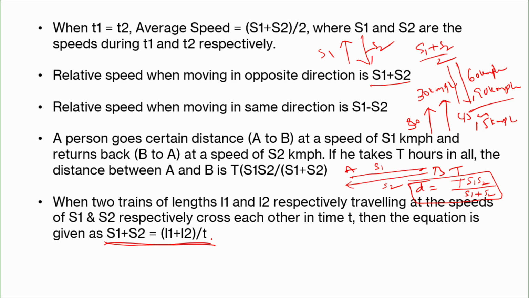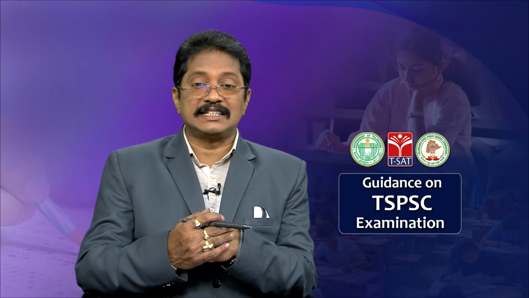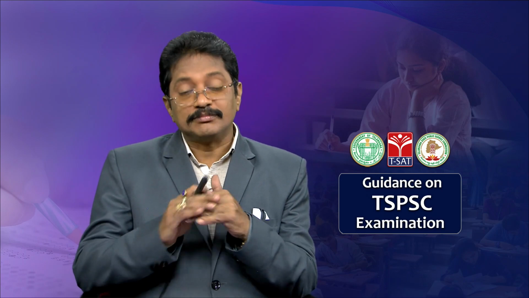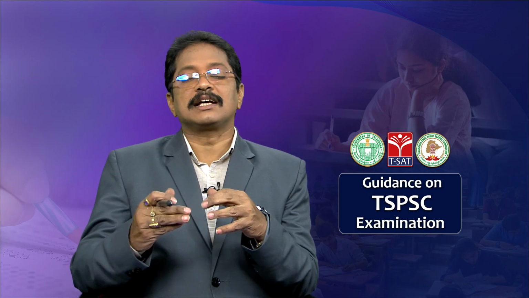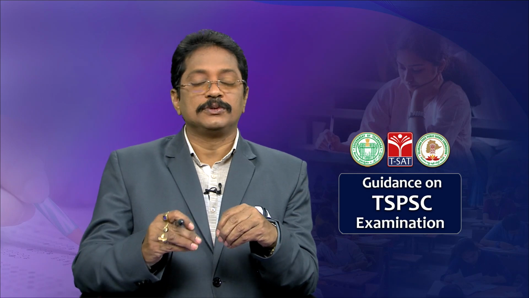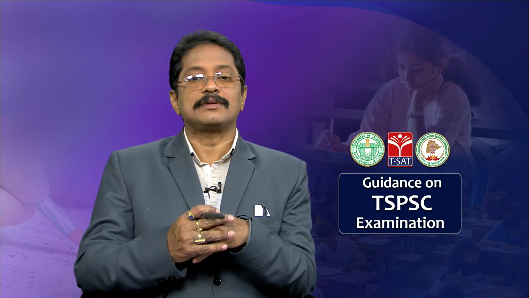Okay. The sum of the speeds of both the trains is equal to the sum of the lengths of the trains divided by the time; both are the same. So, these are the different formulas which are highly useful for you to do the problems based on it.